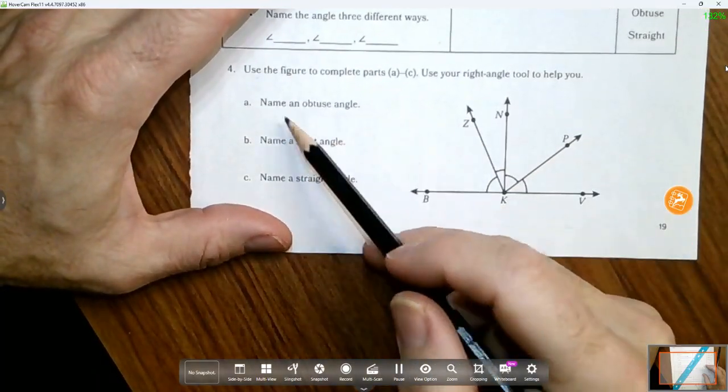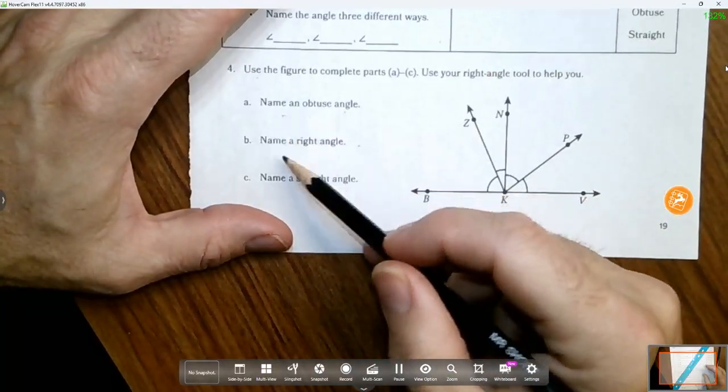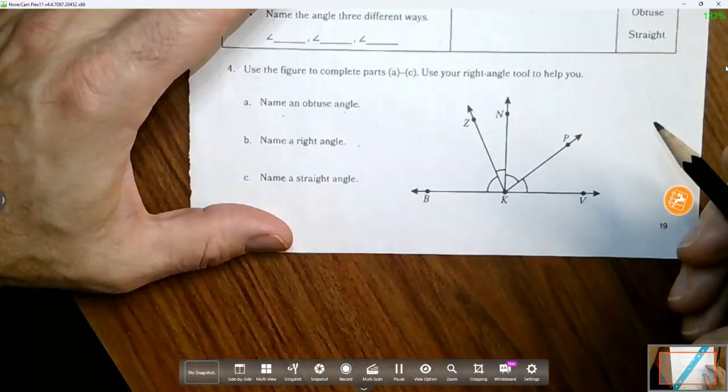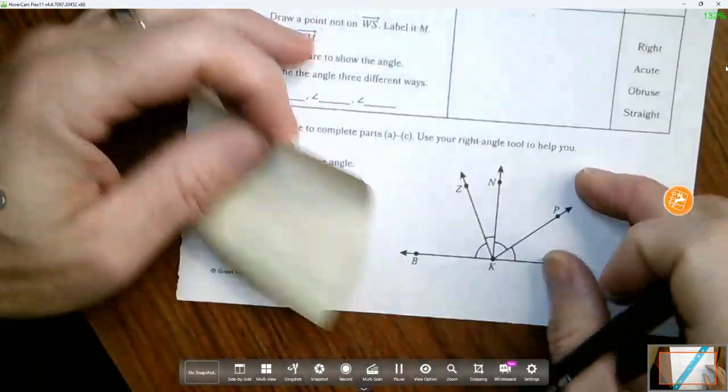All right, so let's see. We got to name the obtuse angle, name the right angle, name the straight angle. You're just going to write them underneath right here. So I'll help you with one. We haven't done an obtuse angle yet. I'm going to grab my handy Post-it note. I'm going to go on here.